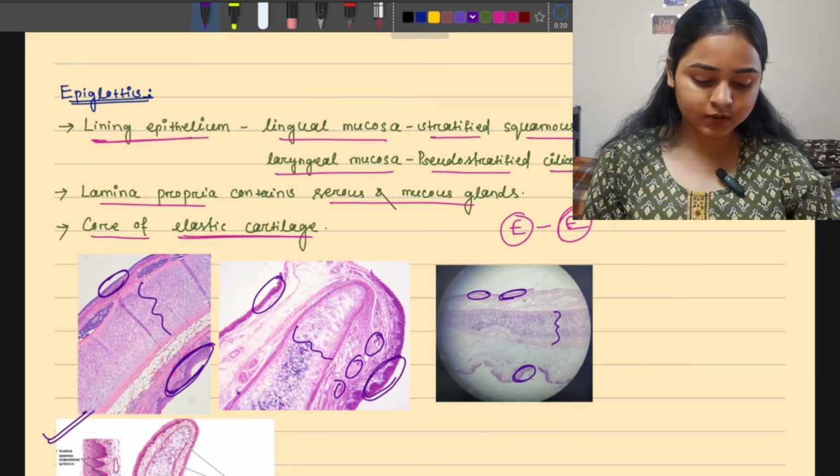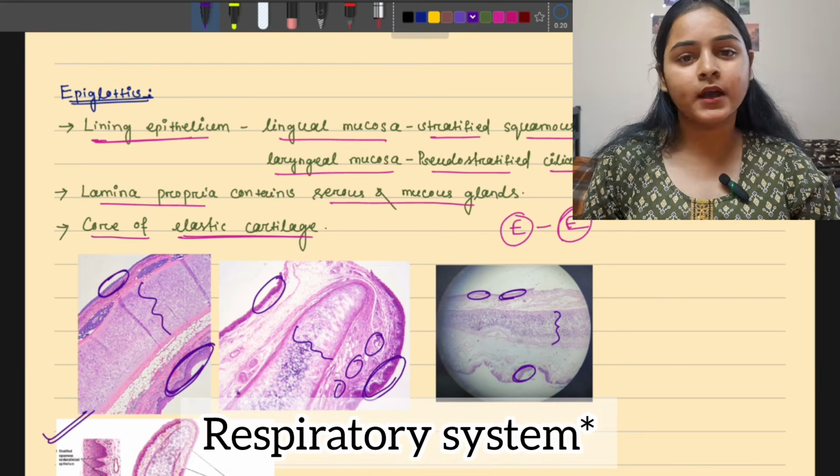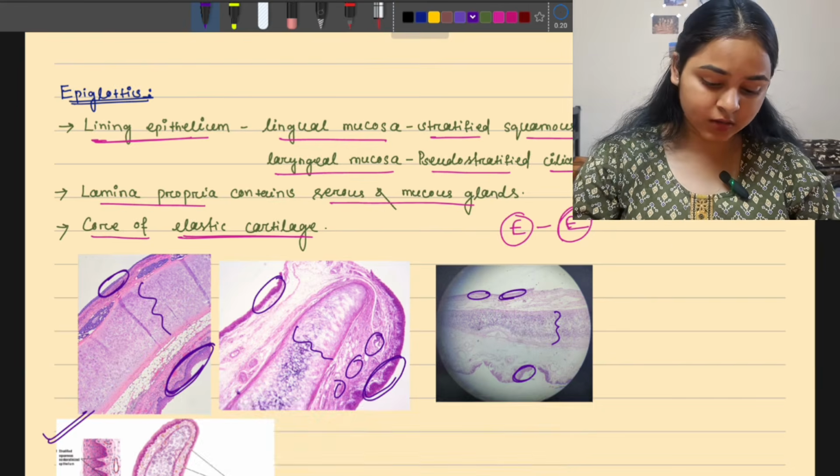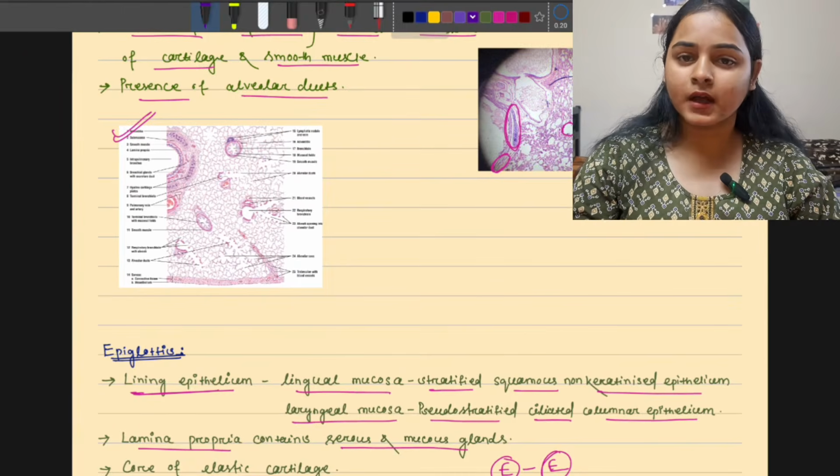Okay, so these are the 3 slides of respiratory epithelium that I am discussing here. Other things are not important in respiratory system. These are the most important slides and most often asked in the exam.